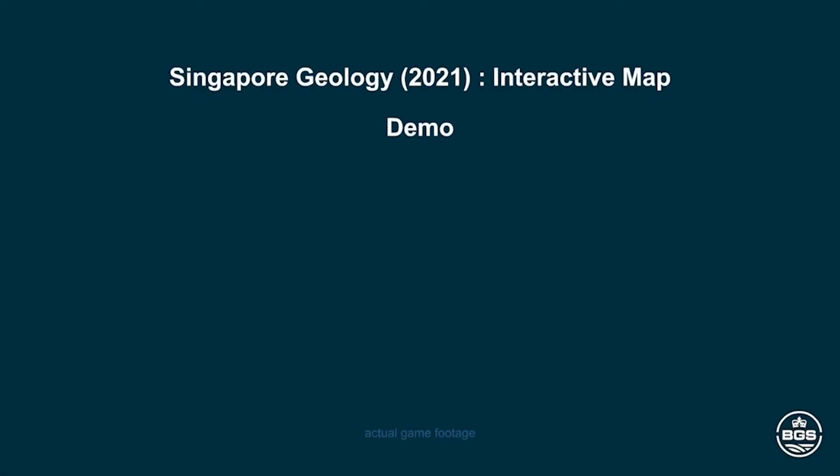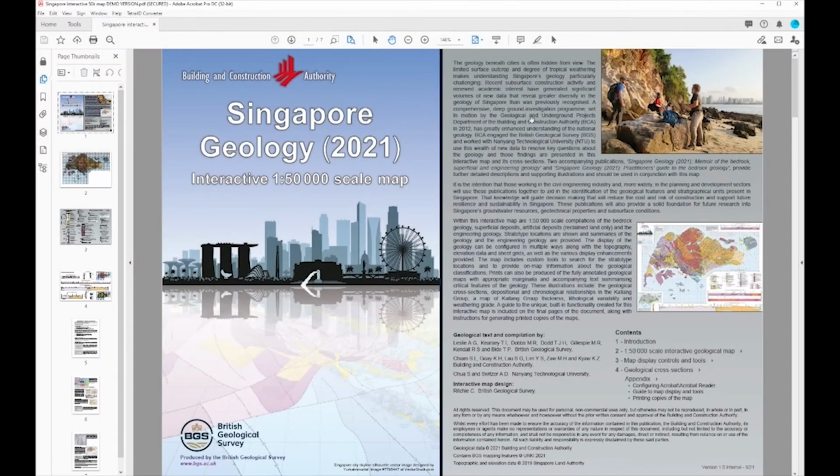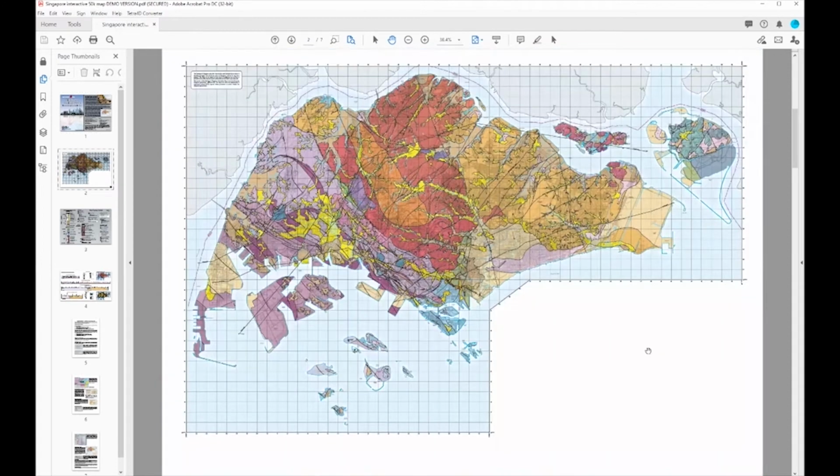Now let's have a demo of the Singapore map. Opening the PDF takes you to the introduction. You'll find information here on the project and the use of the interactive map. Down to the right, you'll find a contents list with links. Select the map view and we're taken to the map face.